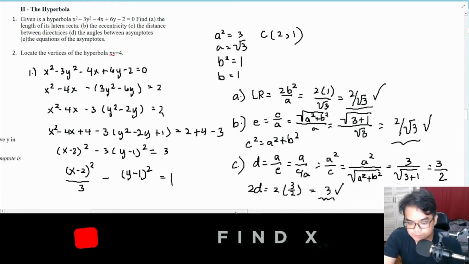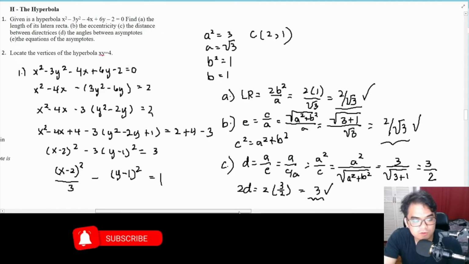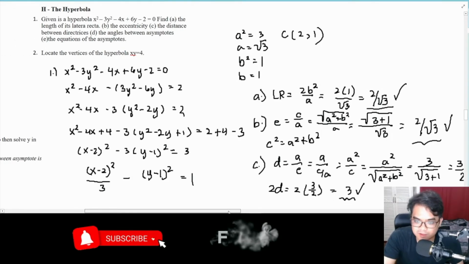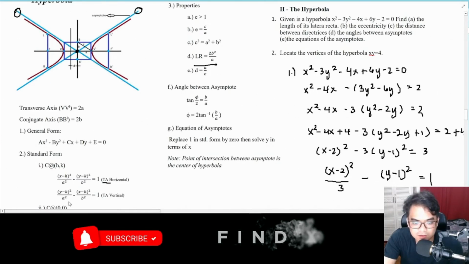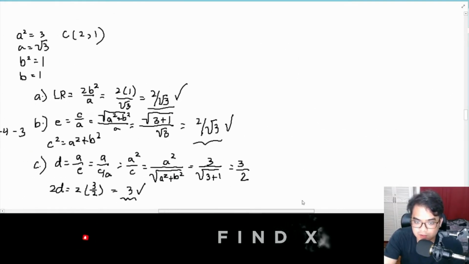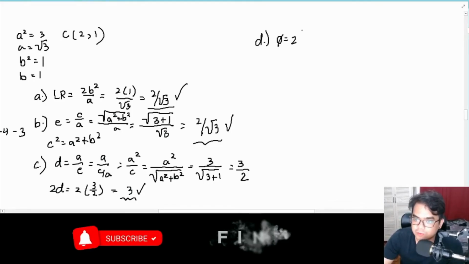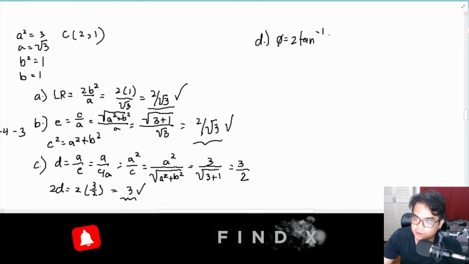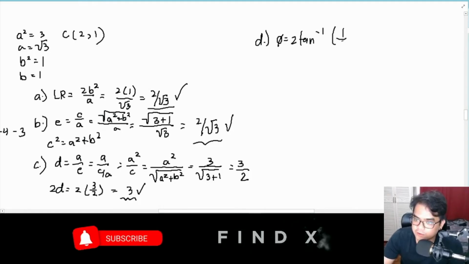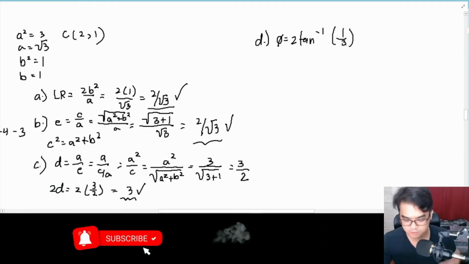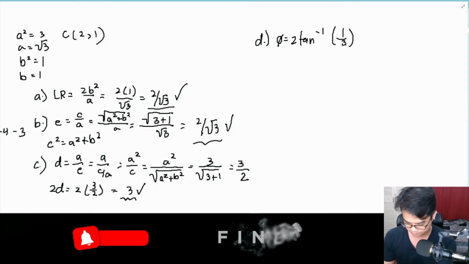Okay. What else? Letter D is the angle between asymptotes, that is 2 arctan b over a. So b is 1 and a is equal to square root of 3. Let me see if I have an answer for that.